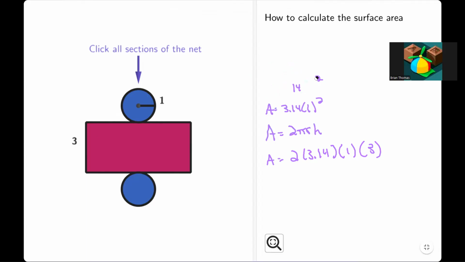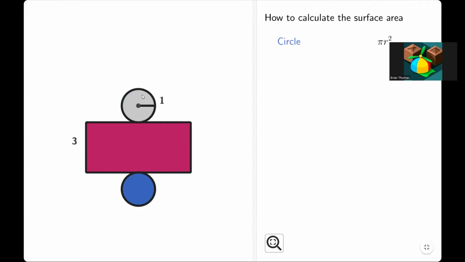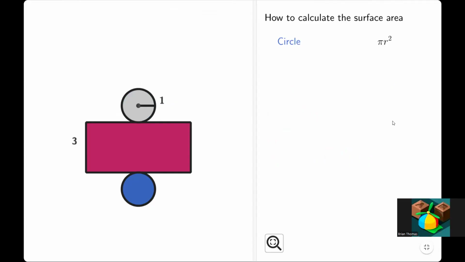I should have paused my video here, but I about got it. So what they say to do is if I click on these sections and get my stuff out of the way so I can read it. So notice how the area of a circle is pi r squared. The circle is pi r squared.